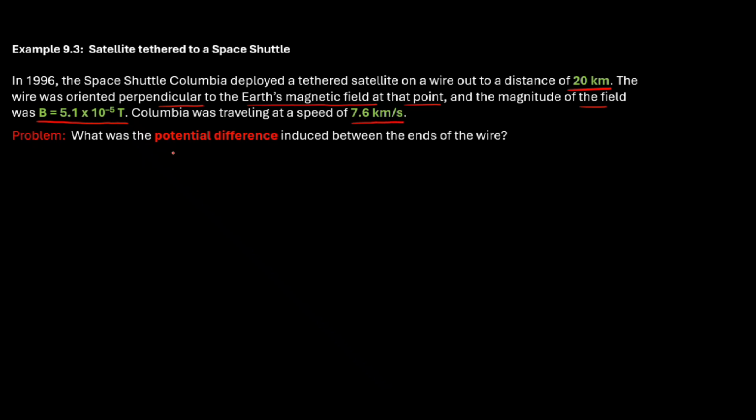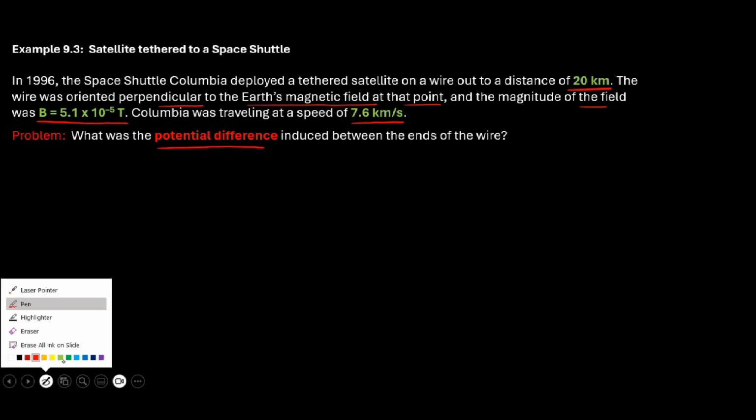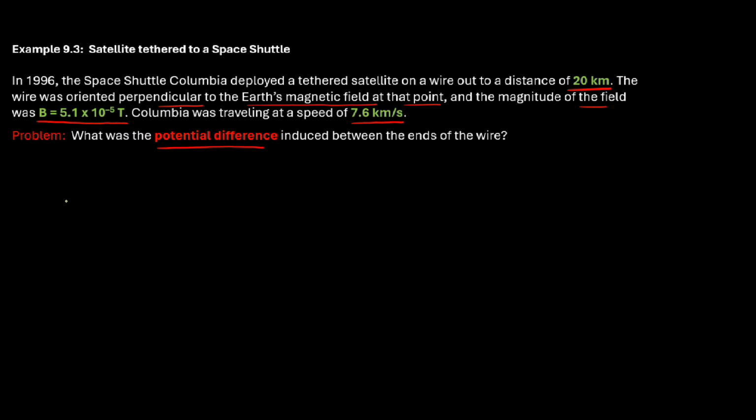The question wants us to find what was the potential difference induced between the ends of the wire. So let us first write down what is given to us. We have the length of the wire, which is 20 kilometer. So I write the length L equals 20 kilometer, which is 20 times 10 to the power 3 meter. 1 kilometer is 1000 meters, so I multiply with 10 to the power 3, which is 1000.